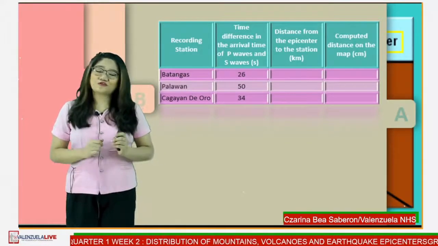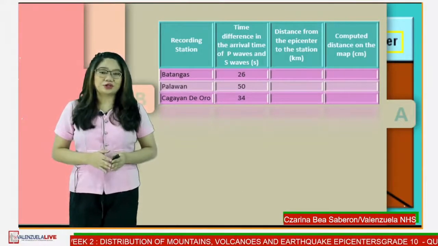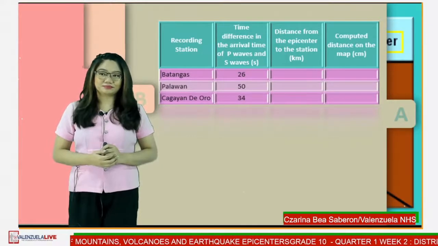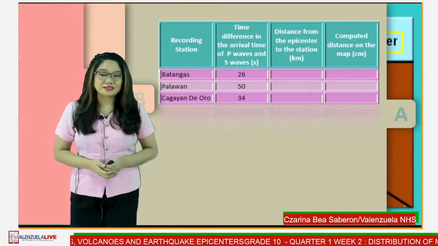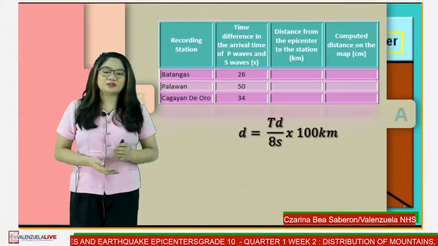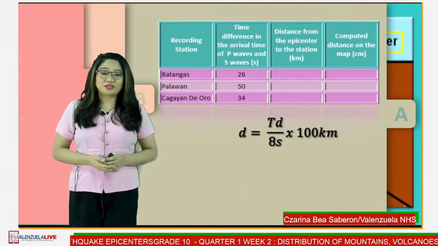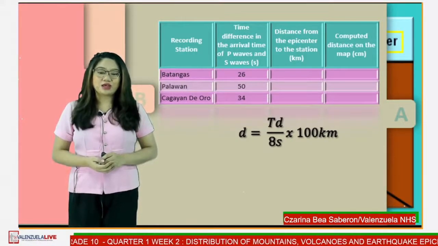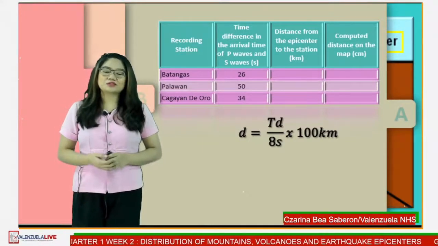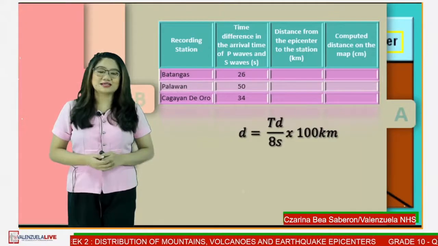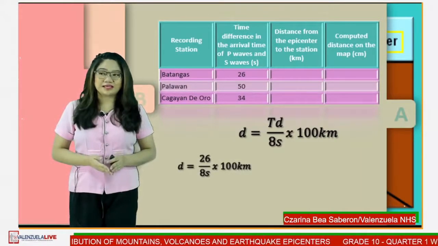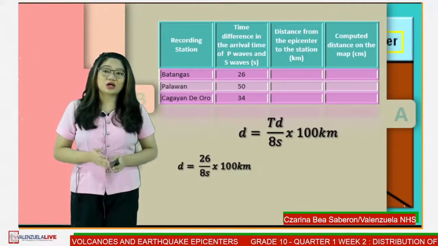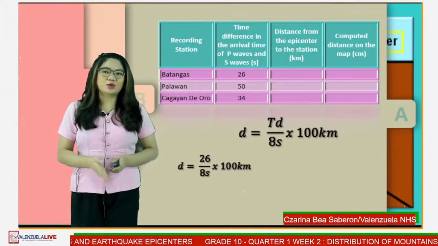All right. So for our next step, we are going to determine the distance from the epicenter to the seismic location. And we calculate that through this particular equation. Distance is equal to time difference over 8 seconds, and that is constant, times 100 kilometers. So let's have Batangas first. That will be distance is equal to 26 seconds over 8 seconds times 100. So what is it going to be?